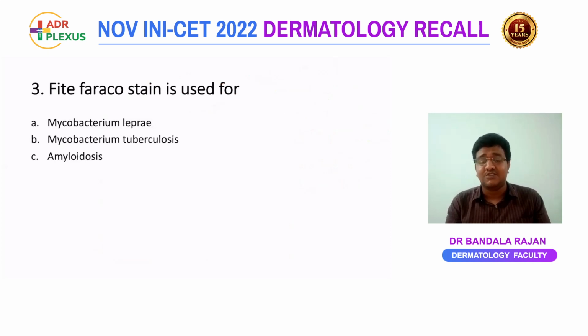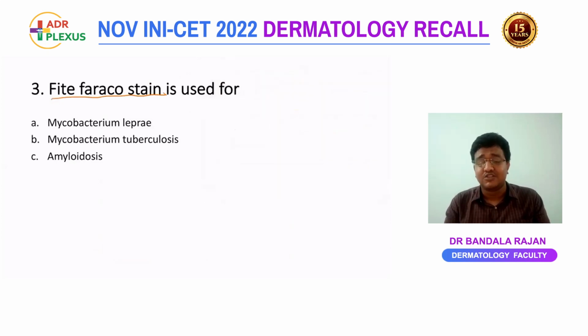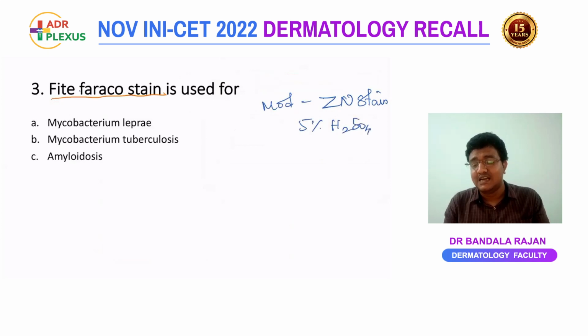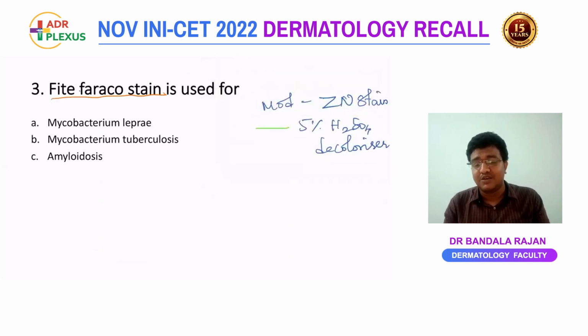Next, the third question asked was, Wade Fite stain is used for. Wade Fite stain, actually it is a modification of Ziehl-Neelsen stain. In this, 5% H2SO4 is used as a decolorizer. So in this way, we can easily point out 5% H2SO4 is commonly used for staining of Mycobacterium leprae. So Wade Fite stain is used for Mycobacterium leprae. For Mycobacterium tuberculosis, they will directly give Ziehl-Neelsen stain.